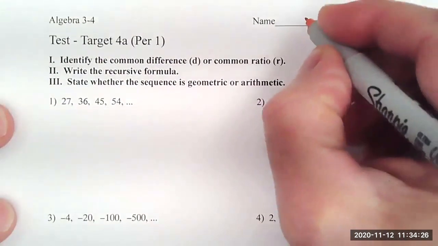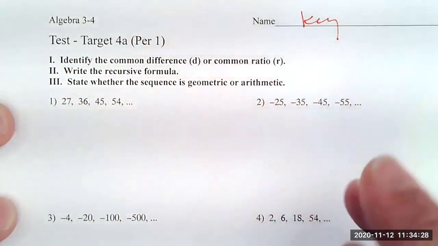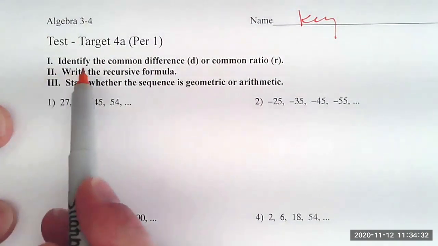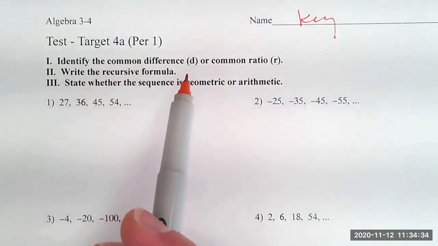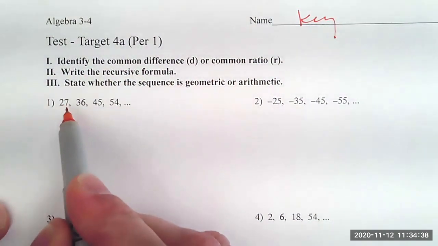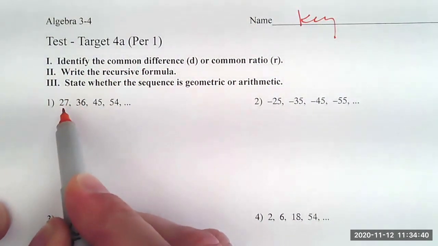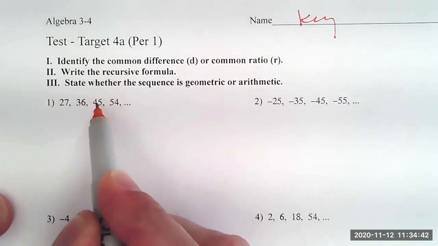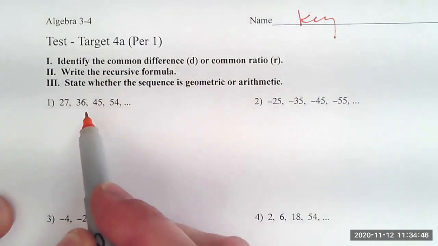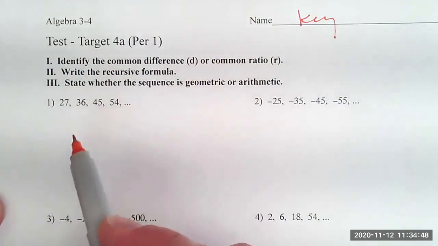This is your key to the period 1 test. First question, identify the common difference or the common ratio. If I look to see if there's a ratio, 36 divided by 27, is that the same as 45 divided by 36? I can tell right away that those ratios are different, so it's not geometric.